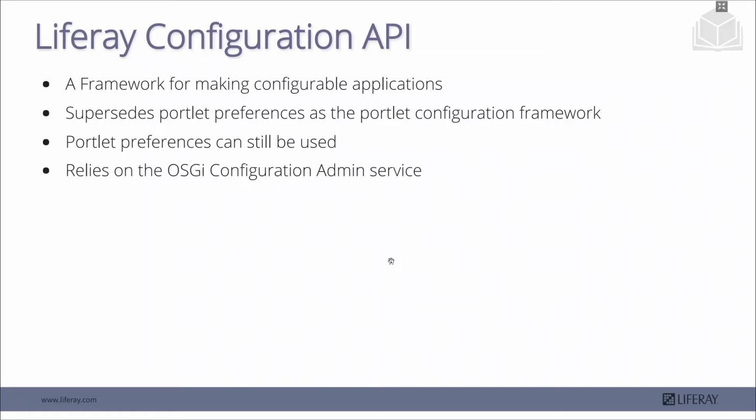The Configuration API allows us to make our applications, well, configurable. Configuration API takes precedence over the portlet preferences and the portlet configuration framework. So it's one of those higher up, depending on which settings we select. But generally speaking, this is higher up the food chain. Portlet preferences can still be used. You can go into individual portlets and configure them.